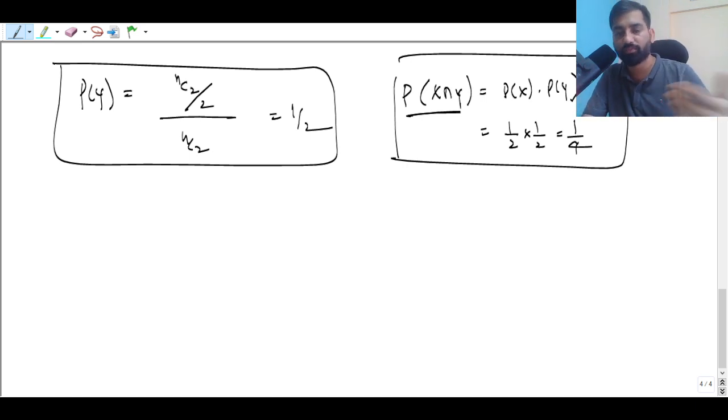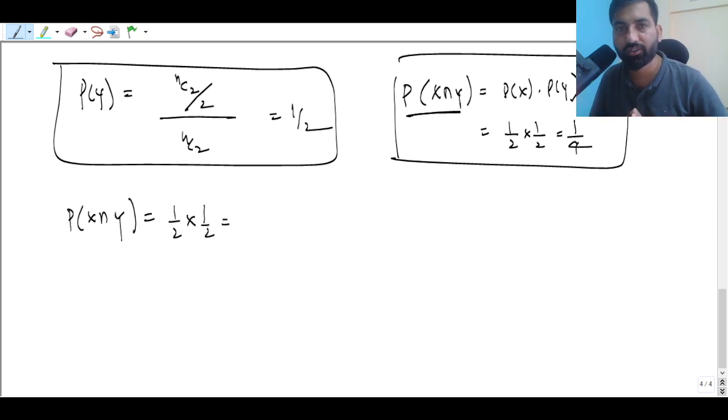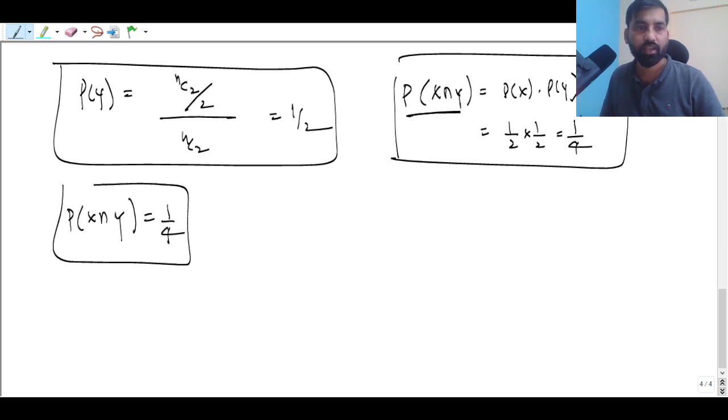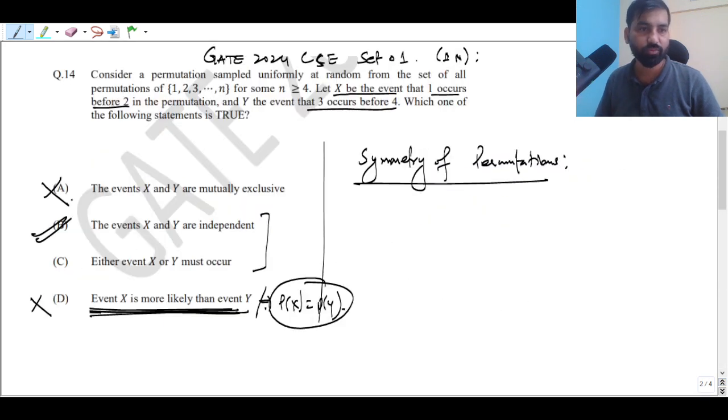So the probability of X intersection Y is going to be 1 by 2 into 1 by 2, like 1 by 4 only, because you have to find the common probability, right? So 1 by 2 into 1 by 2, which is 1 by 4 only. So you will get 1 by 4 only here, and both are same here. Both are going to be same, so you can say that X and Y will be independent. So in this case this option has to be correct.